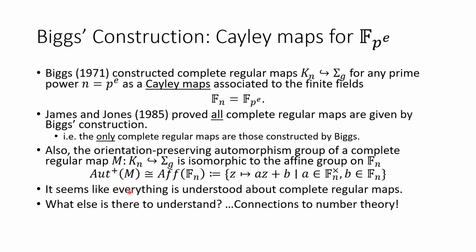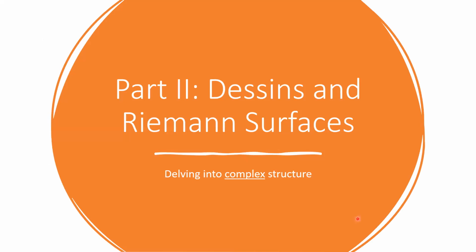So it seems like everything is understood about complete regular maps. And what else is there to understand? Biggs constructed all of them, essentially, and James and Jones classified all of them as being what Biggs constructed. Okay, so what I want to understand are the connections to number theory. So to get into that, I need to talk about dessins and Riemann surfaces.